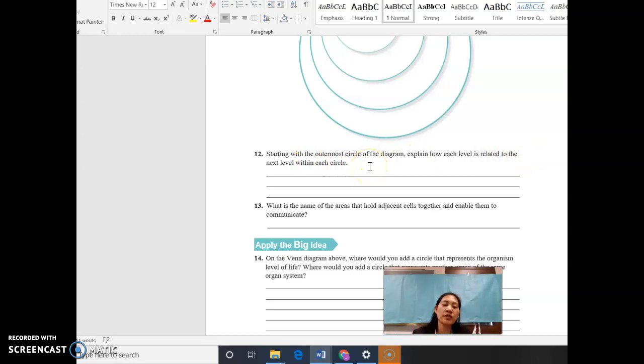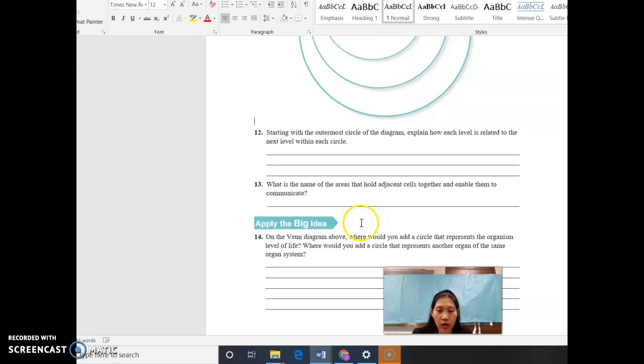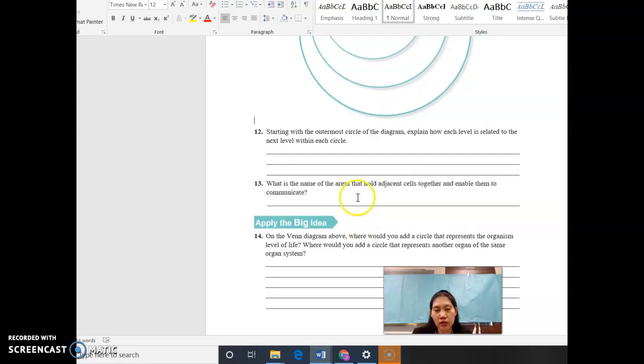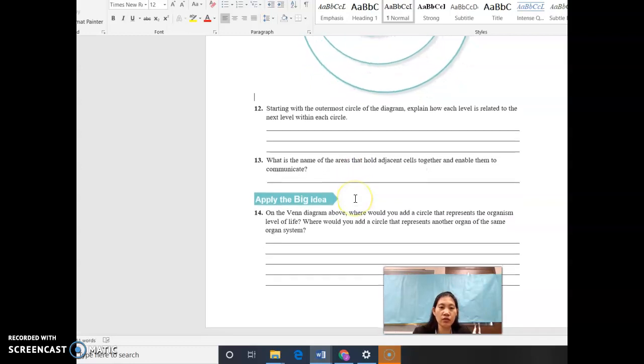It's all found in the introduction part, so you can just go over and look at it. Number 13: what is the name of the areas that hold adjacent cells together and enable them to communicate? They are called cellular junctions. I know I haven't talked much about this. They are called cellular junctions.